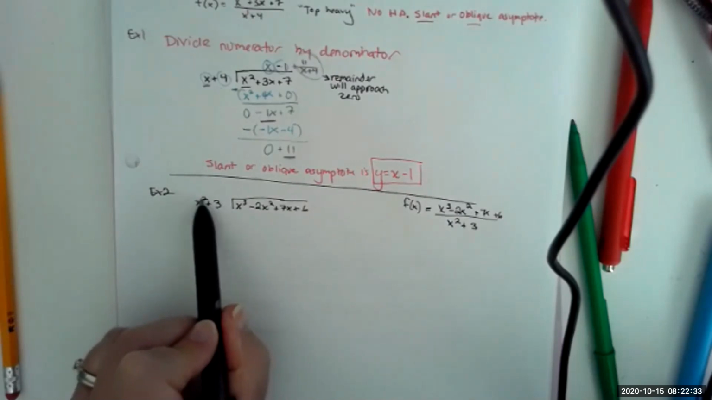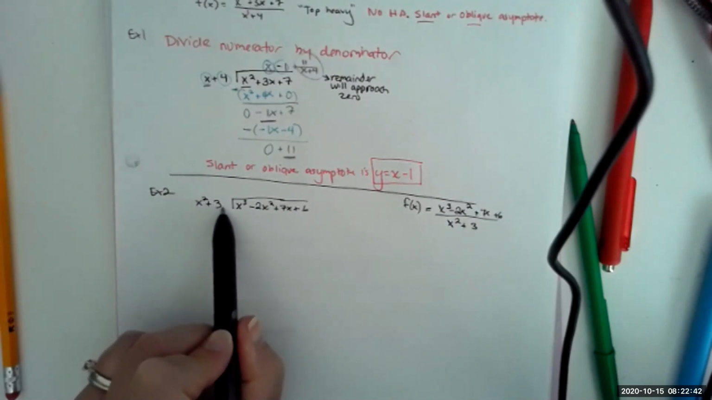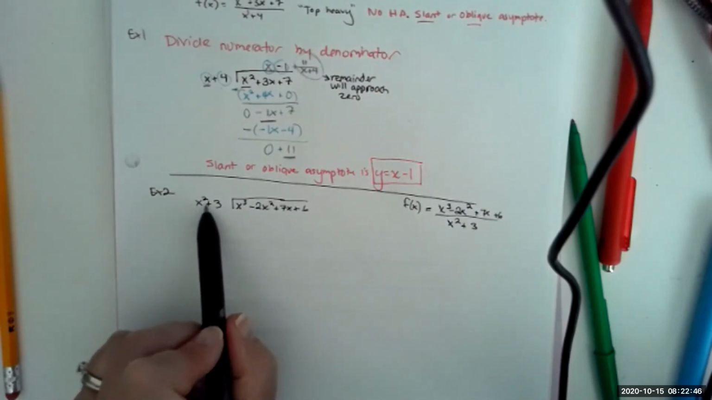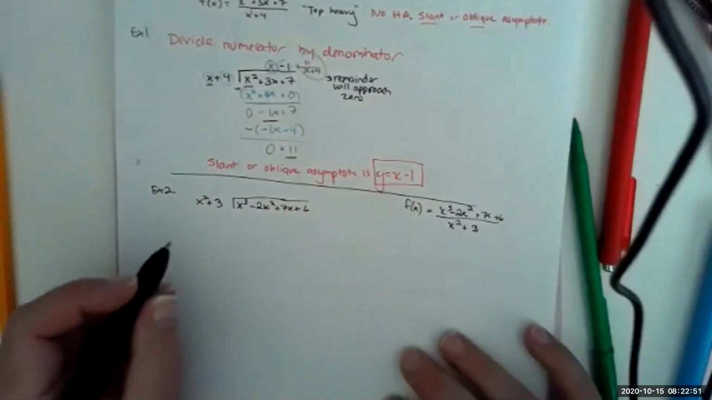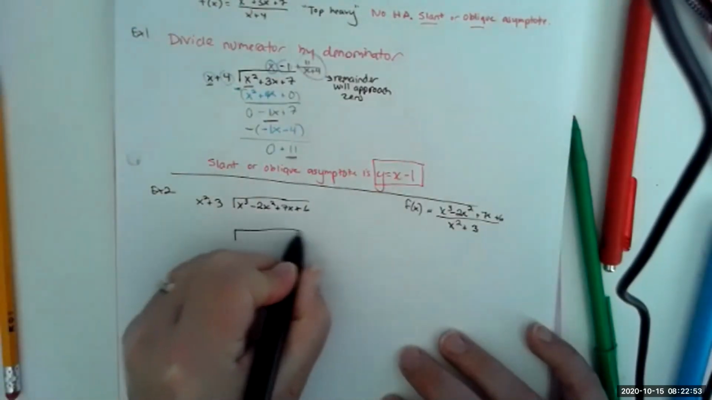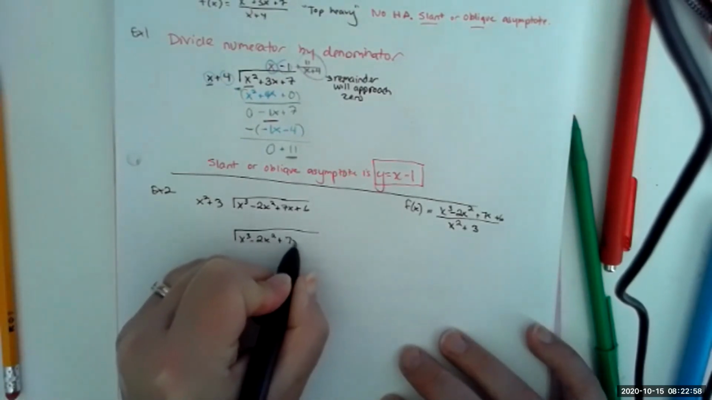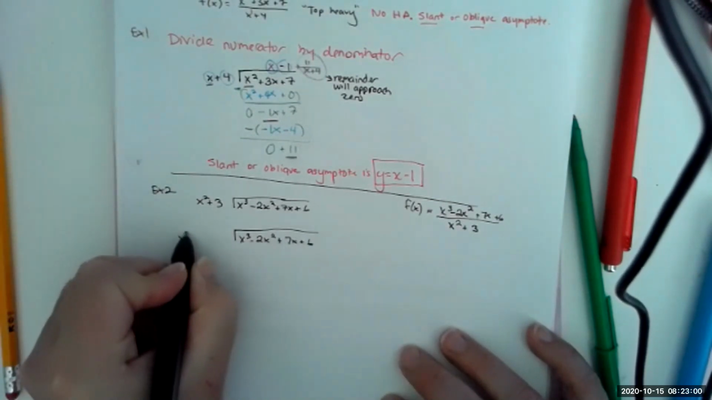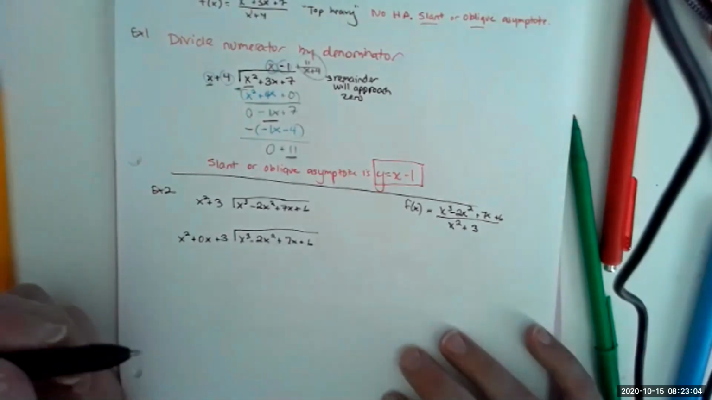This is in descending form, but there's no x term, right? So if you want to think about this as x squared plus 0x plus 3, if that helps you, you can do that. I'm going to rewrite it like that just for instructive purposes, but if you can do it without, that's also fine. It just helps me line up my terms. So we'll say this is x squared plus 0x plus 3.